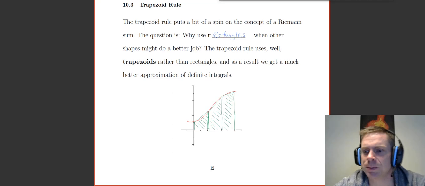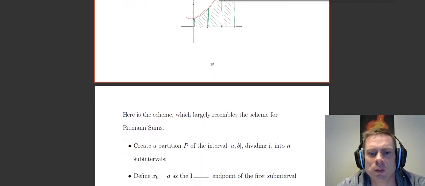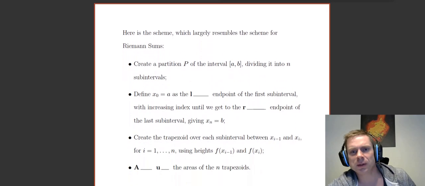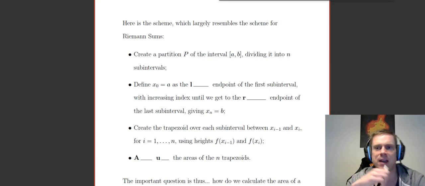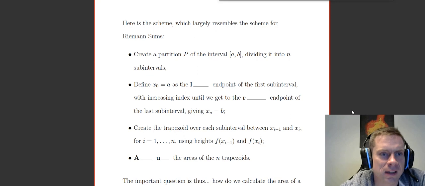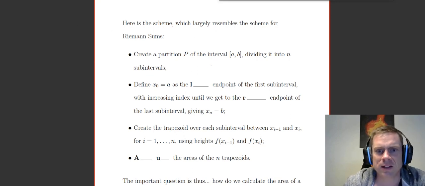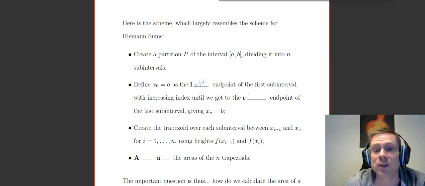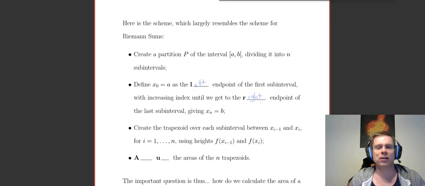Let's go to the next page. Okay, so here's what we're going to do. It's very similar to Riemann sums. You start with a partition. You divide up that interval into n subintervals. We're going to define x0 equals a as the left endpoint of the first subinterval. And we're going to increase the index until we get to the right endpoint. So we have x0, and then x1, x2, x3, x4, all the way to xn.